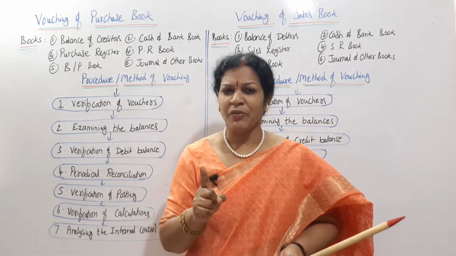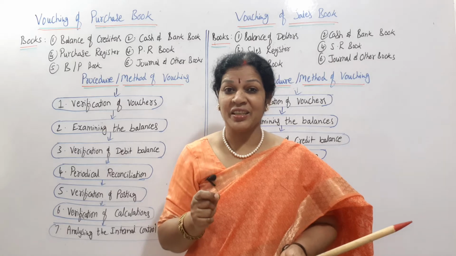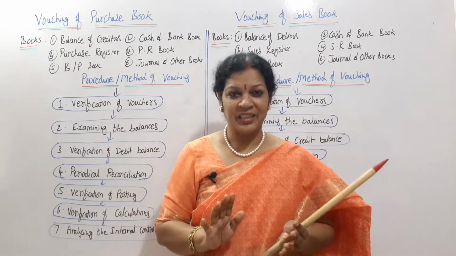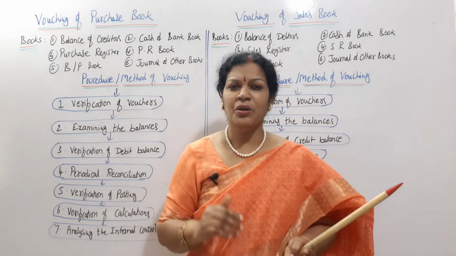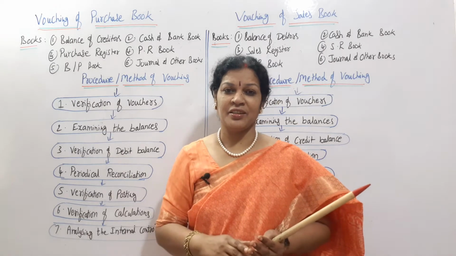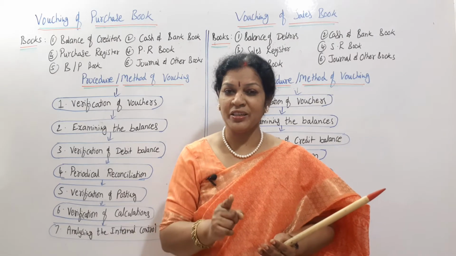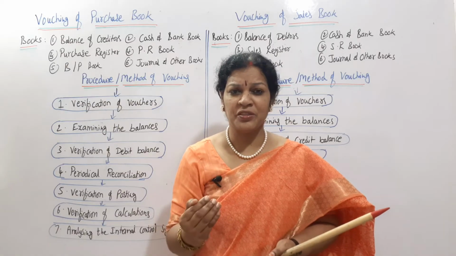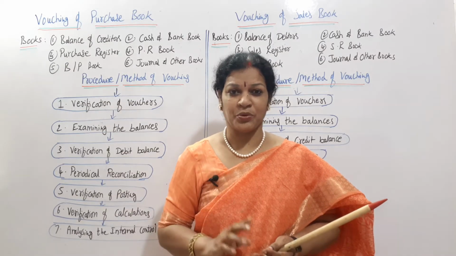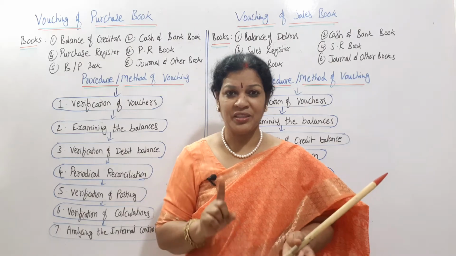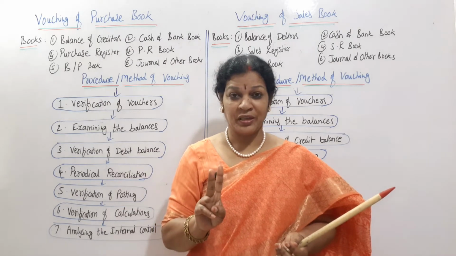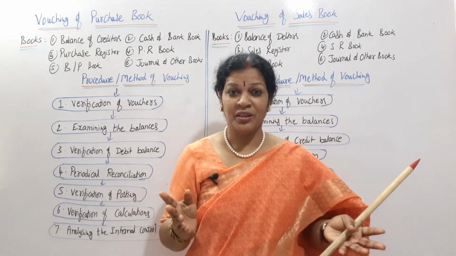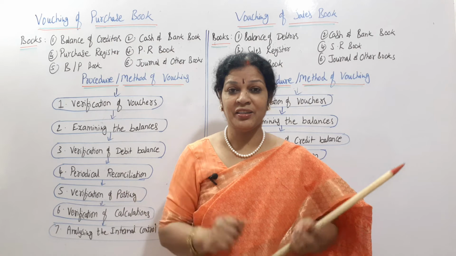Purchase book means where credit purchases are there, that will be entered into the purchase book. In the same way, in the sales book, where credit sales are there, we enter those credit sales. If cash sales or cash purchases are there, where do we enter? In the cash book. So right now we are seeing the sales book and purchase book: credit purchases and credit sales.